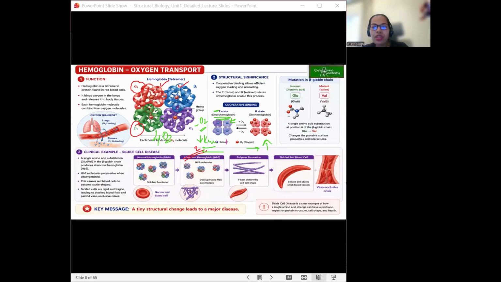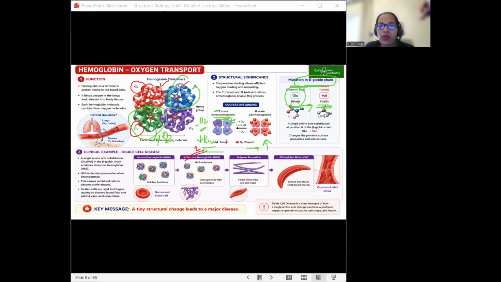Now, what happens if there is a mutation? A well-known mutation is happening in the beta-globin chain. So you can see this one and this one. These are the beta-globin chains. Now, what is happening in the beta-globin chain? The glutamic acid at position 6. The 6 means at the 6th position, the amino acid is getting mutated to valine 6.